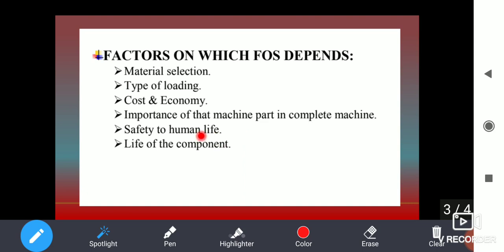So last but not least is the life of the component. As a design engineer, we have to design a component for a particular period of time or even years. So if you want to increase the life of the product, then we want to increase the factor of safety value. So in this video, overall, we have seen what is factor of safety, how it differs between ductile and brittle material, and what are the factors it depends upon.